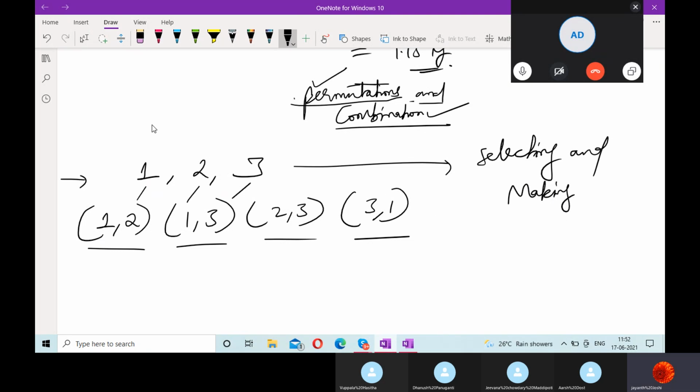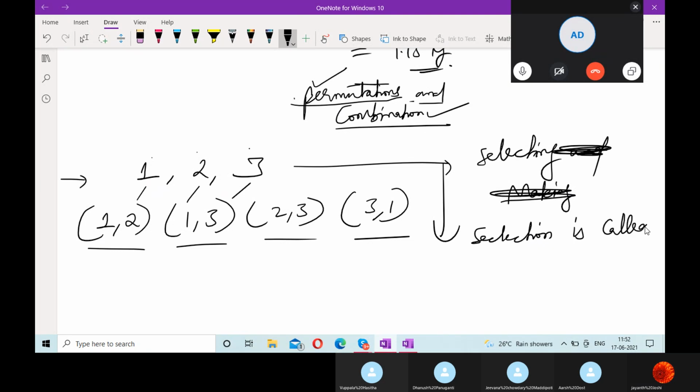The requirement is to make groups or pairs. So for making the pairs you need to just select the numbers. So you are just selecting. So selection is also called combination, because you are making combinations of numbers, correct?